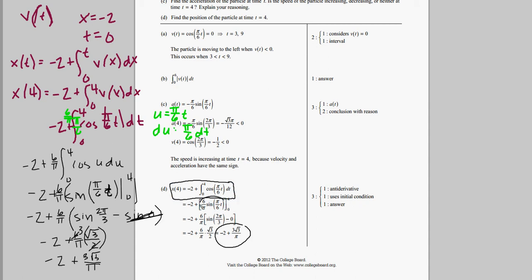So we get a point here for the correct antiderivative. If you have that, you got a point. You got a point for at least evaluating it at the initial condition. So if you would have used that fundamental theorem and did your negative 2 and your 0 right there, you got a point for that, and then you got a point for the correct answer.